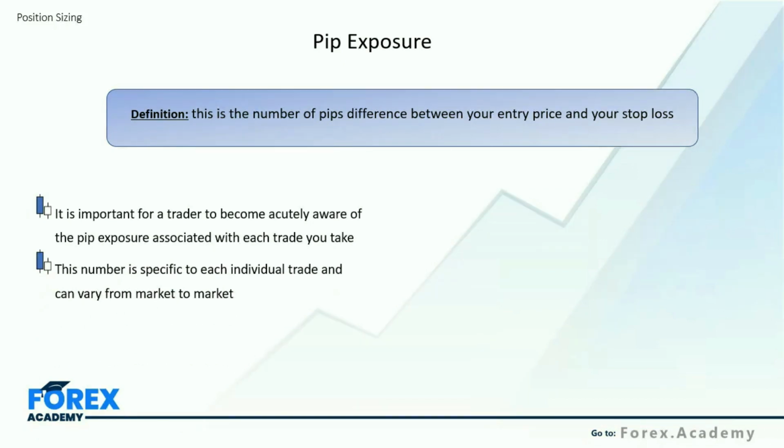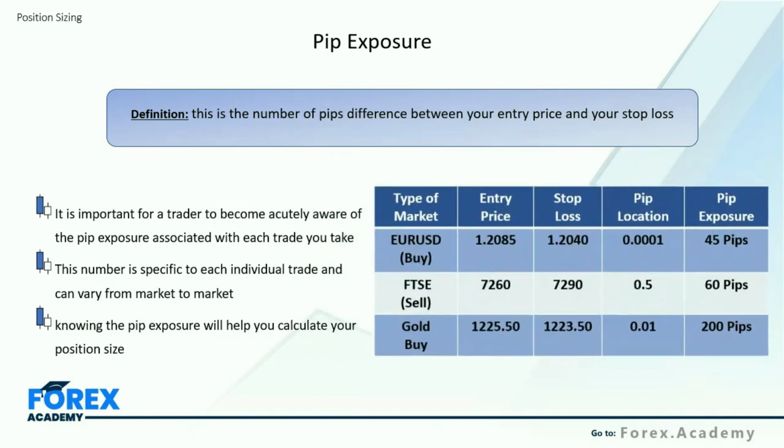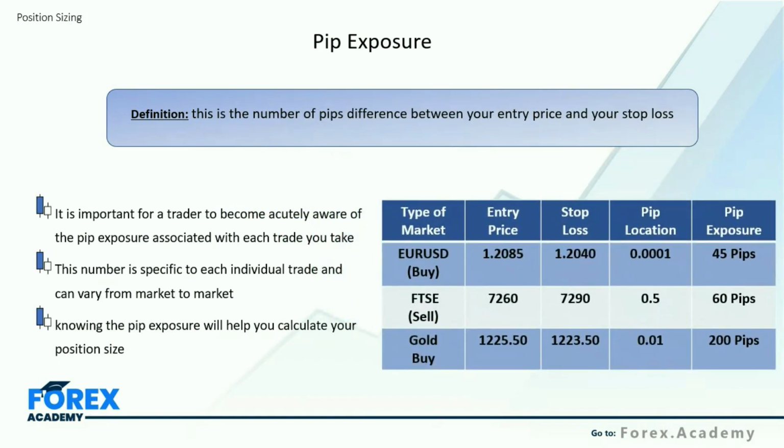And this number is specific to each individual trade and can vary, obviously, from market to market. So knowing the pip exposure will help you be able to calculate the position size effectively. And to just touch upon this, you can see in the box on the right-hand side of your screen, we still have our 3 markets. We have the euro dollar, and this happens to be a buy trade. It doesn't matter whether it's a buy or a sell, but I'll go through one at a time.